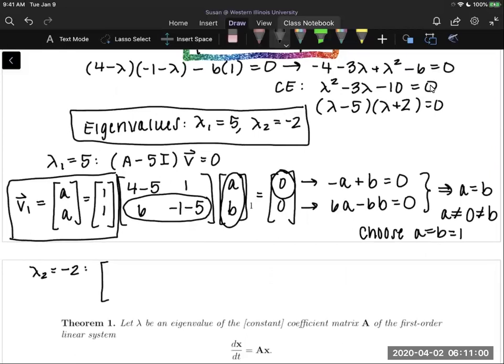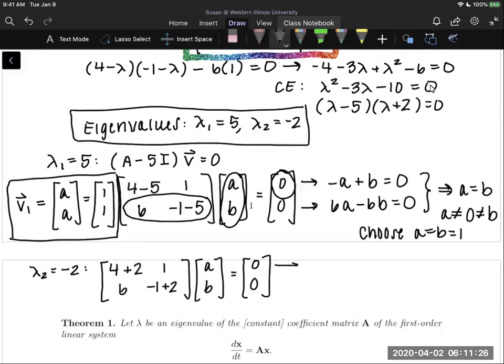So I want to take my A minus lambda I, which is going to become a +2, 1, 6, and -1 plus 2. And again, I'm going to randomly call my lambda 2 eigenvector AB, and I am always equating this to 0 by the definition of what it means to be an eigenvector.